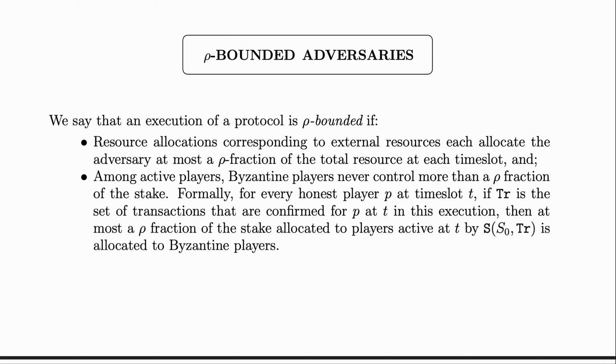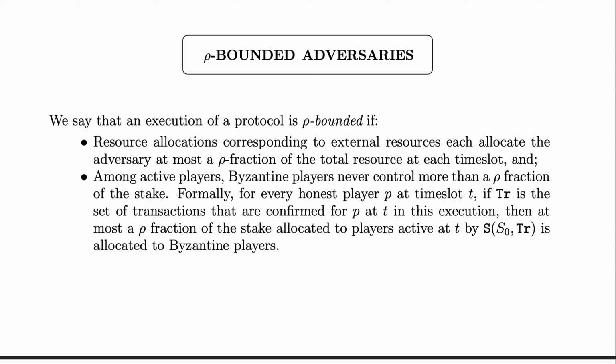Okay, so with respect to stake, we'll make a fairly natural sounding assumption. We'll suppose that amongst active players, Byzantine players never control more than a row fraction of the stake. Or more formally, for every honest player P at any time slot T, if TR is a set of transactions that confirm for P at T in its execution, then at most a row fraction of the stake allocated to players active at T by that set of transactions is allocated by Byzantine players.